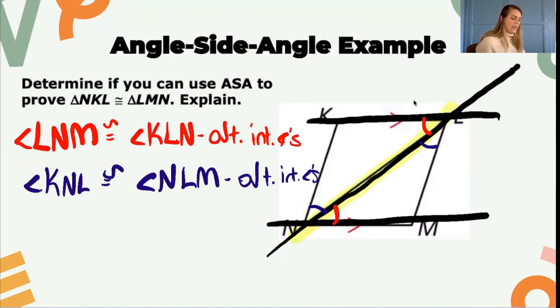On the triangle, though, what we can see is that line is shared. So I can say that LN is congruent to LN.